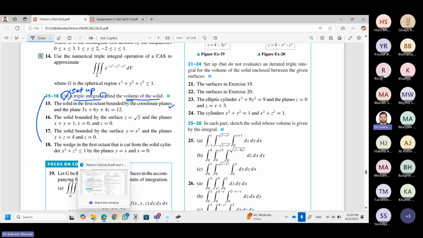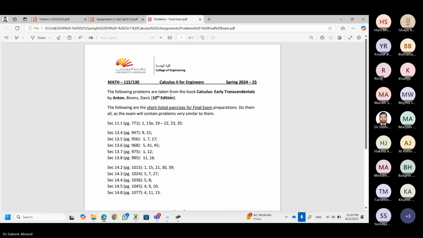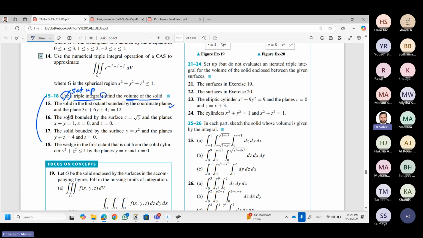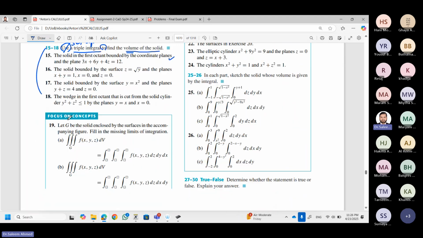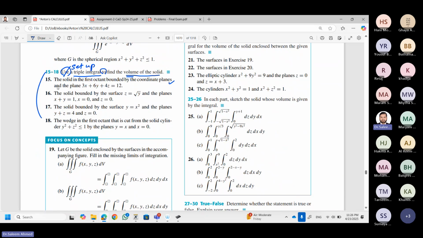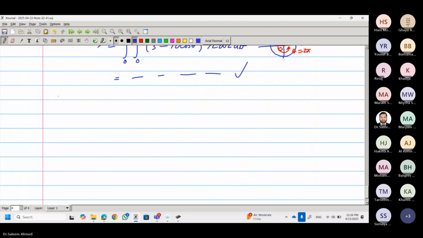I think I wrote this problem in your practice problems. 4, 9, 10, 15. I think I wrote 15, no? I think it's better if you do something from 15 as well. So use the triple integral to find the volume of the solid, without a function if you integrate.